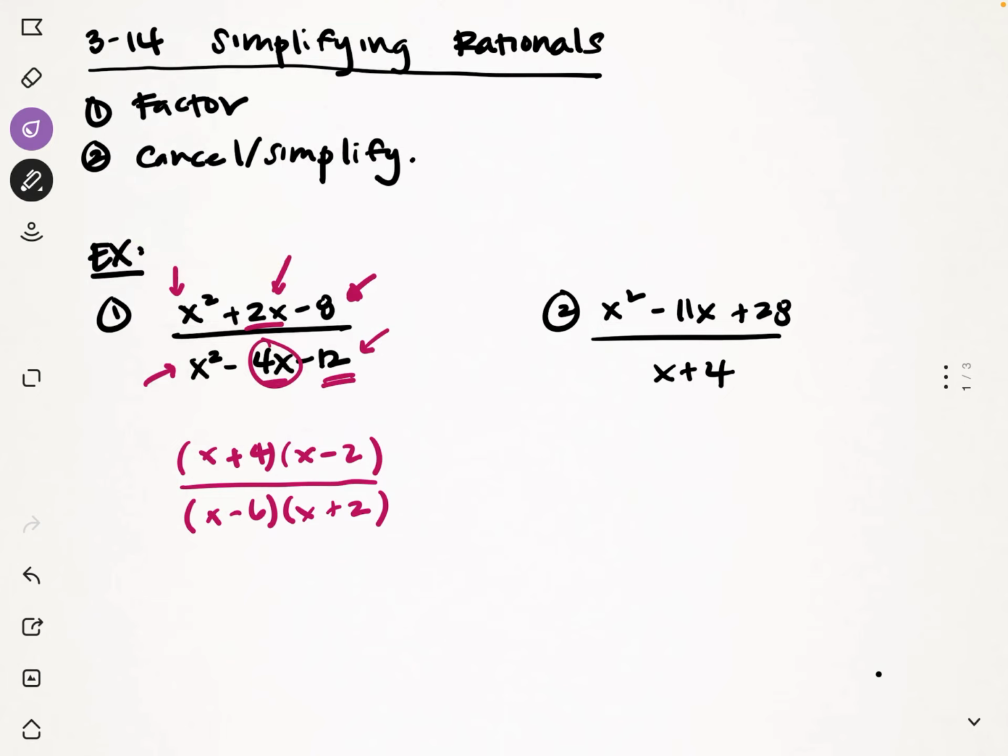Okay, on to the next one. x squared minus 11x plus 28. What multiplies to get 28 and adds to get negative 11? That's going to be negative 4 and negative 7. Negative 4 times negative 7 is positive 28. Negative 4 plus negative 7 is negative 11.